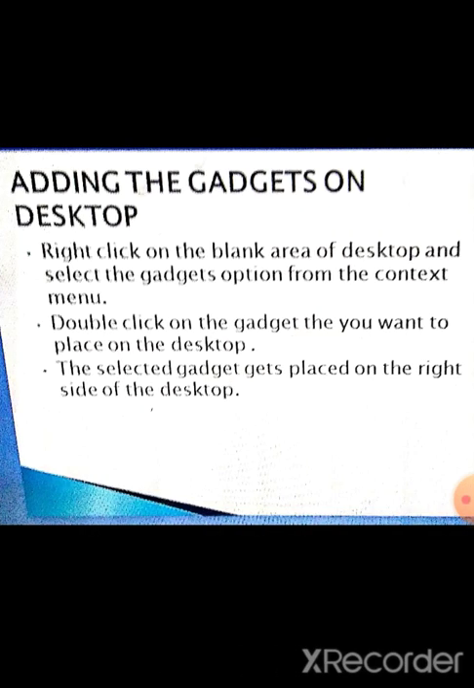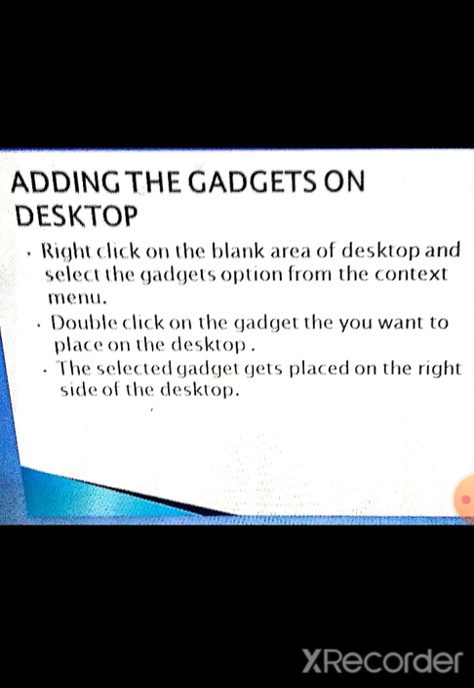Now, here the third topic is adding gadgets on the desktop. These steps should be taken. First, right click on the blank area of the desktop, anywhere at the blank area of the desktop. Then a drop down menu appears. That drop down menu is known as the context menu, where you can find the option gadgets. Select that option. When you select that option, the gadget gallery window opens.